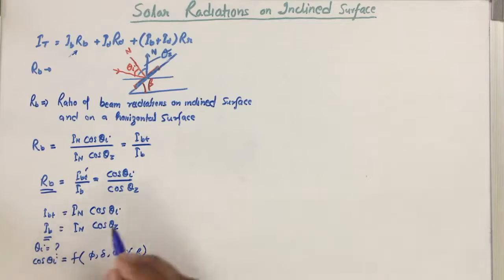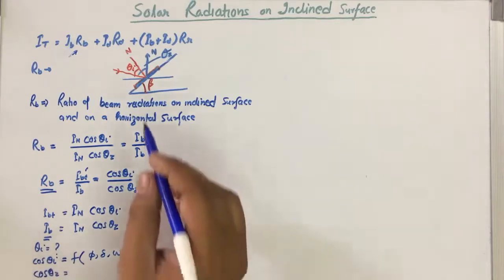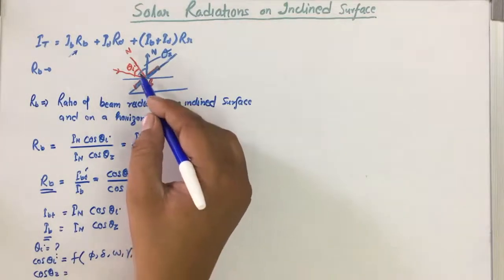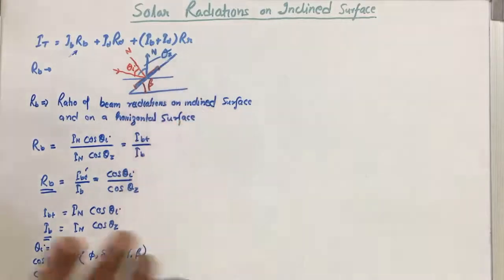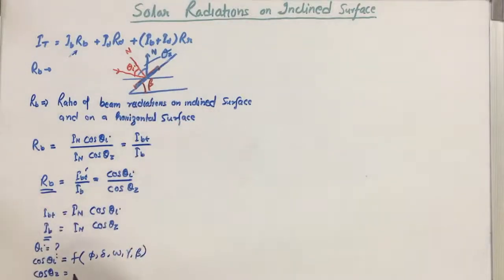Okay, if we come to know theta I, and for cos theta Z, the inclination angle was 0. Theta z is the angle when the surface is horizontally placed, that is, not inclined. So that was a function of all of these parameters except beta. Beta was 0 in this case.